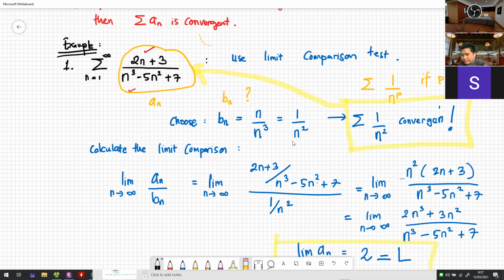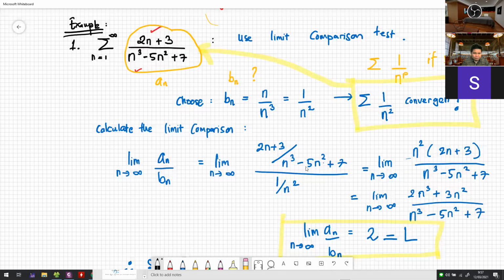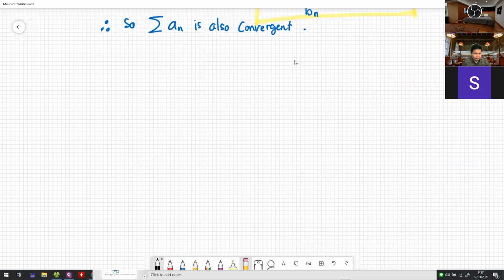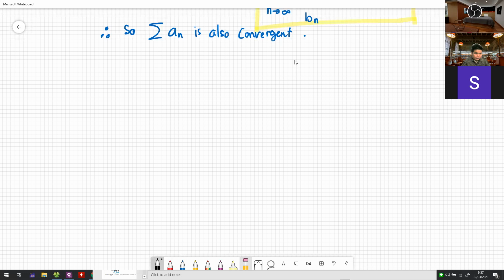Is that roughly clear? Is it clear, Dava? Clear, sir, clear. Okay. We go to the second example. Maybe it will be clearer for you.